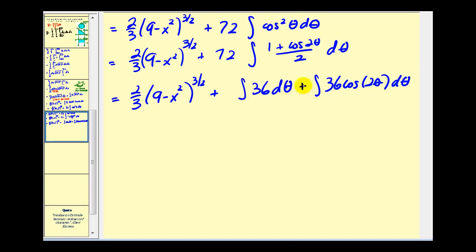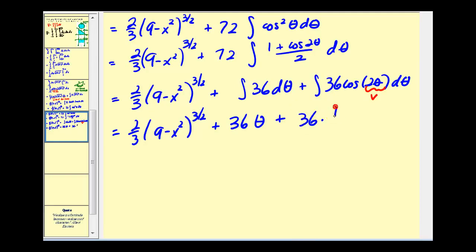And now we can integrate this with respect to theta, but now this is going to require another u substitution. Let's just call it v. This is going to be 36 theta plus, if we let v equal 2 theta, that's going to give us an extra factor of 1/2. So we'll have 36 times 1/2 sine 2 theta. Now let's go ahead and perform a substitution here. Let's replace sine 2 theta with 2 sine theta cosine theta. We can see when we do that, that this 1/2 and this 2 are going to simplify out.